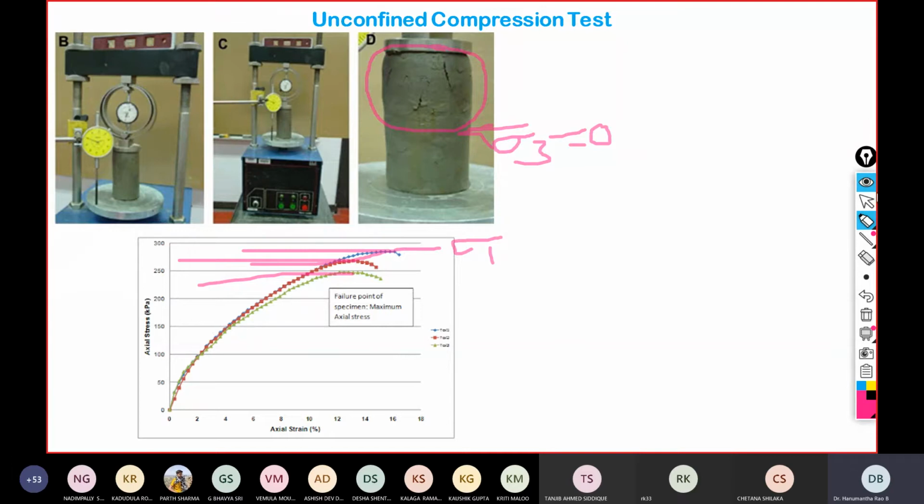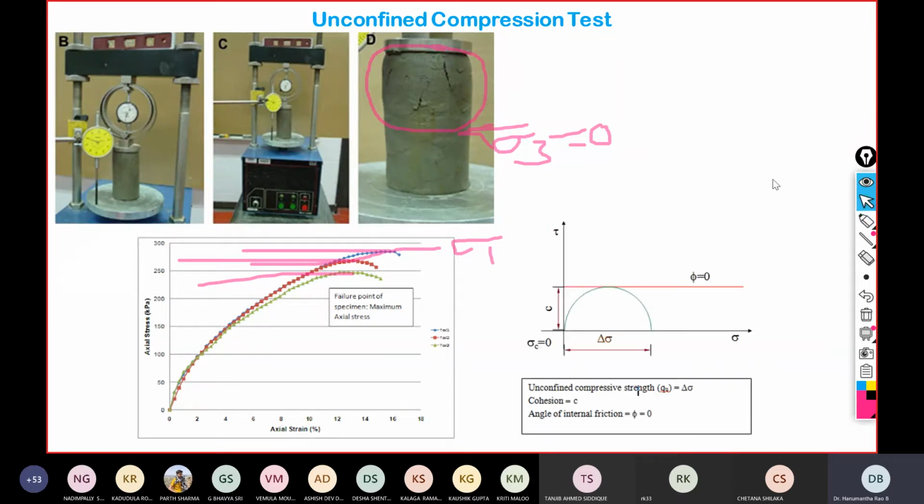I can develop the Mohr circle diagram. With sigma 1 and sigma 3, I can draw a Mohr circle. So this is the Mohr circle. I can draw only one Mohr circle for one sample. So you take the ordinate and draw a tangent in the horizontal direction. Since the slope of this line is 0, therefore phi is 0.